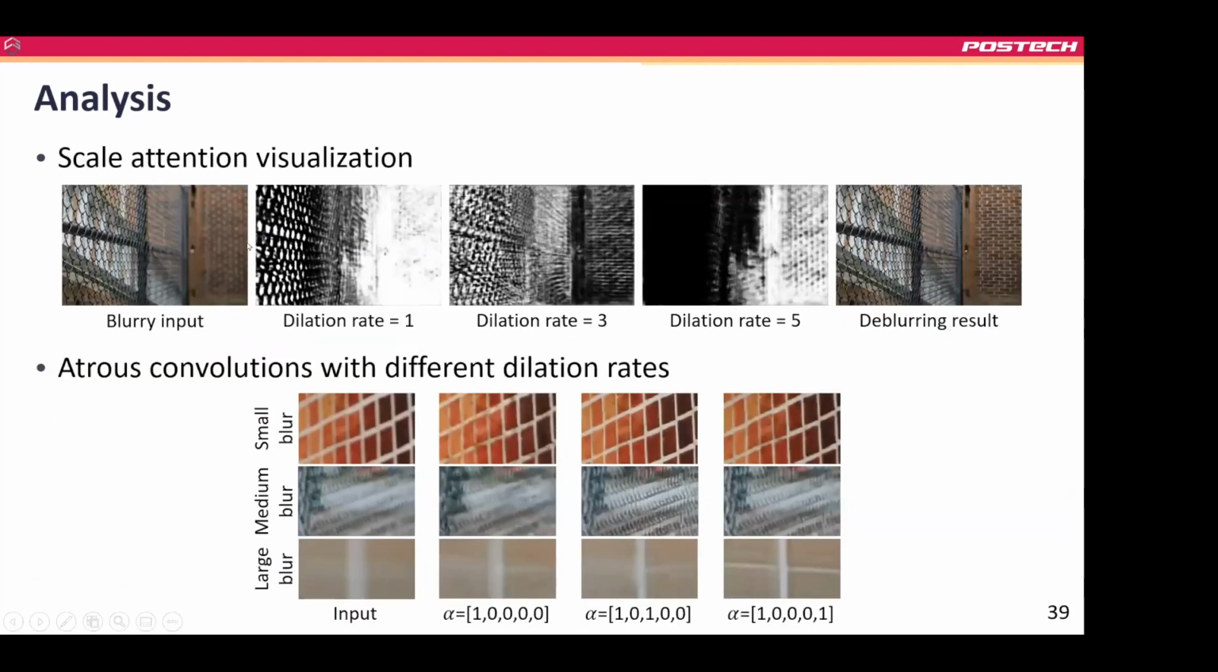Okay, and here you see that I mentioned that scale attention determines the weight for interpreting different kernel scales. For example here, this part has a very large defocus blur. That means the dilation rate 5 has a higher weight, and we can have the clear deblurring result here.